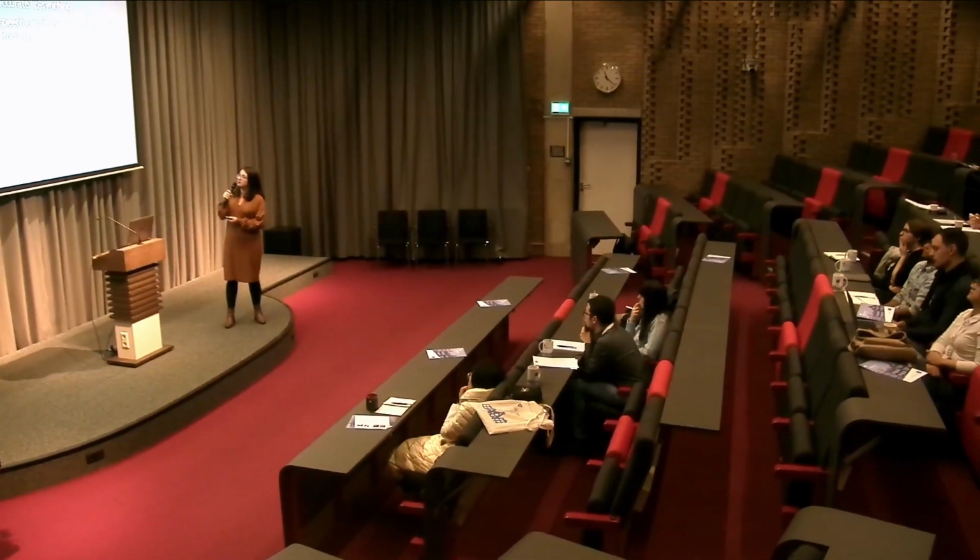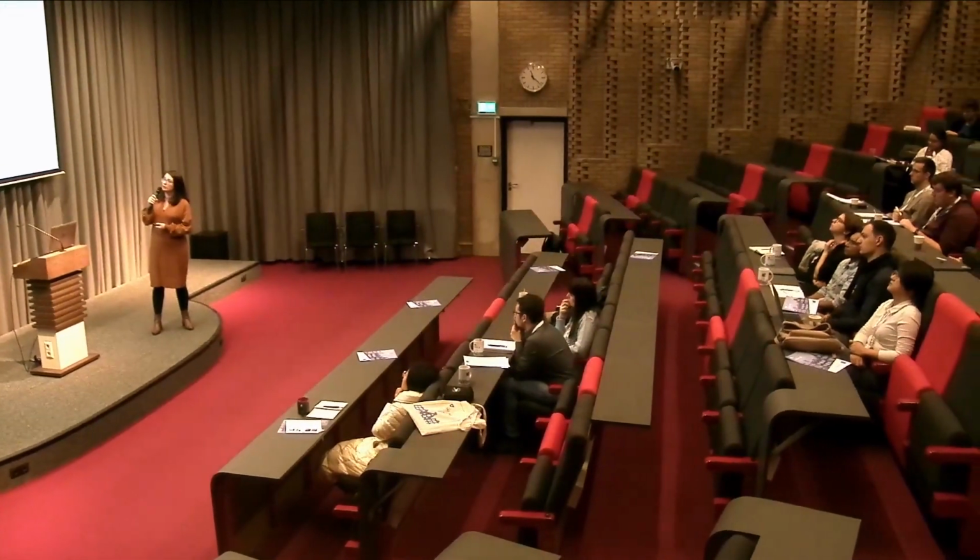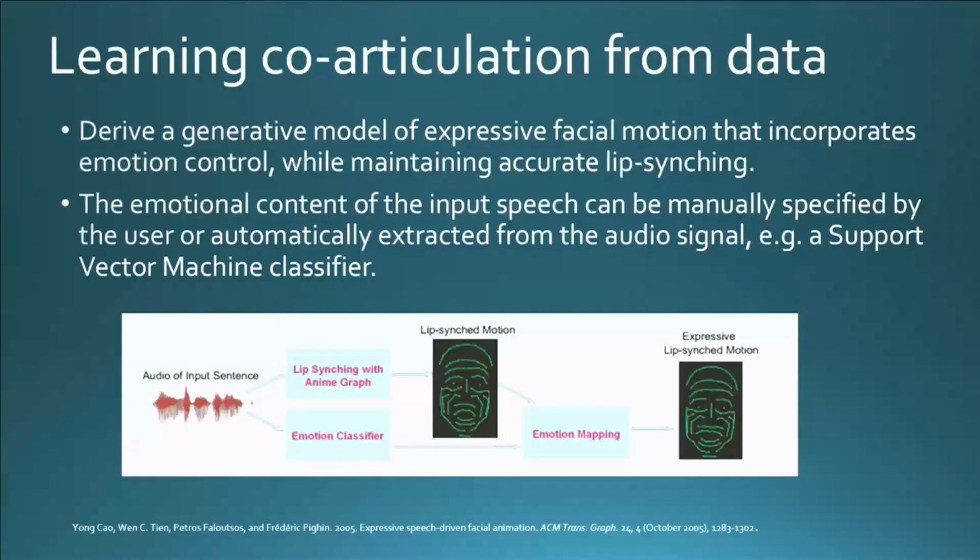In this work, the system takes an audio input sequence, and there's an animation graph, also called a motion graph technique, where you create building blocks of the animation that was captured with a motion capture device, and then you combine and stitch them together later using a sophisticated algorithm. There is an emotion classifier to understand the state of the emotion from the audio input sequence, and these are combined to create expressive lip-synchronized speech animation.